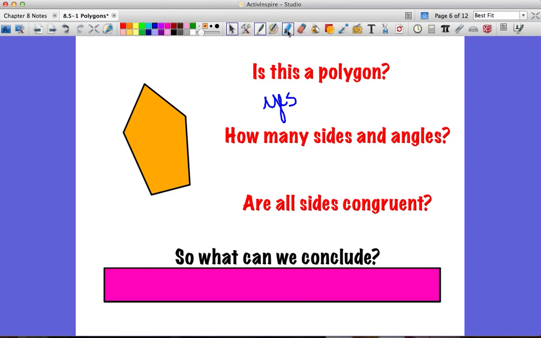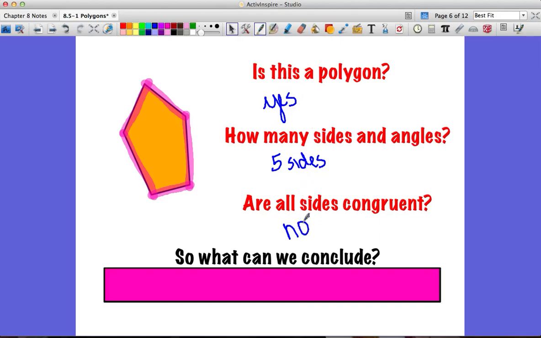How many sides and angles does it have? Okay, so the easiest way to do this is just to count the sides. So first we say, here's side 1, 2, 3, 4, and 5. It has 5 sides and 5 angles. Are each of the sides congruent? Do you see congruency lines on here at all? Because we don't, we would say no.